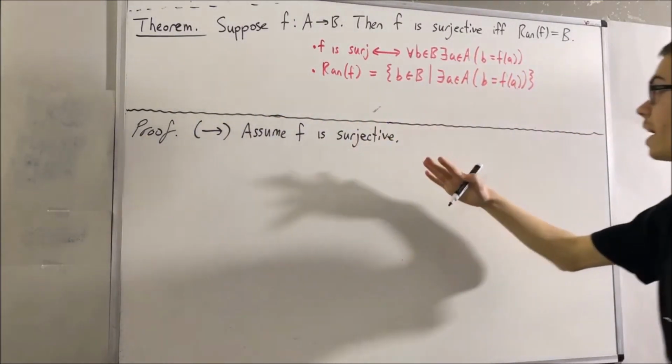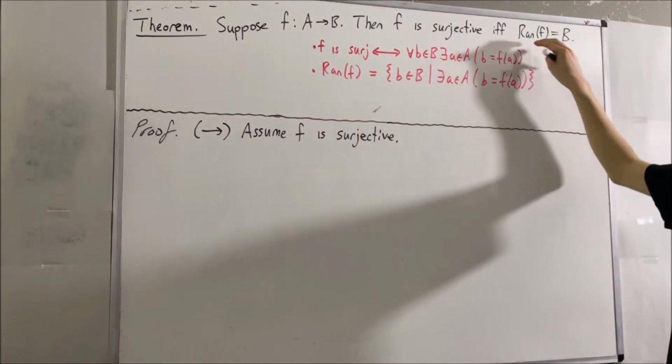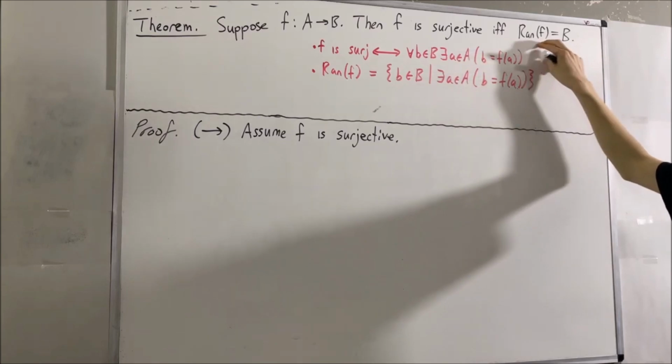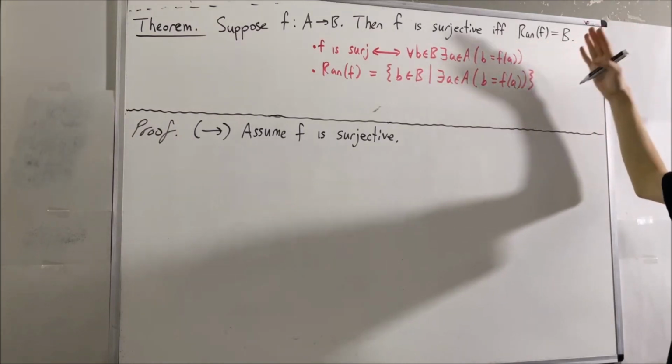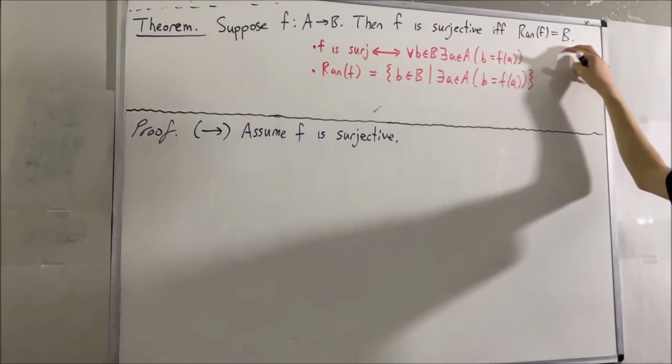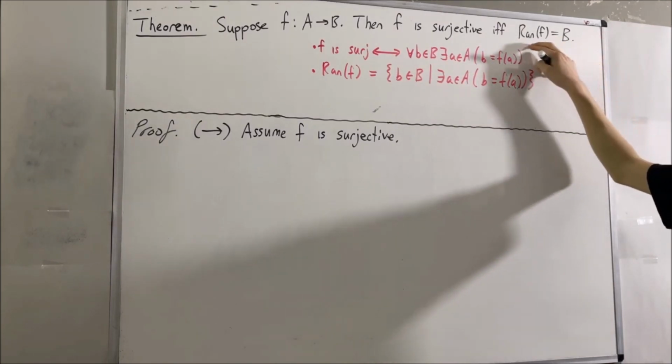And our whole goal now is to deduce that the range of f is equal to B. So really, we're trying to prove that two sets are equal. So what we can do is show that the range of f is a subset of B, and B is a subset of the range of f.